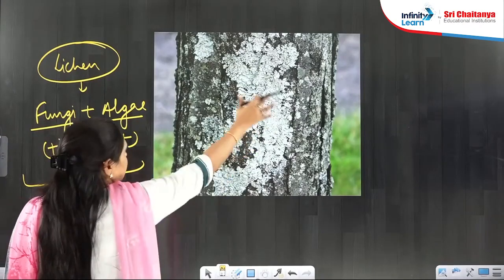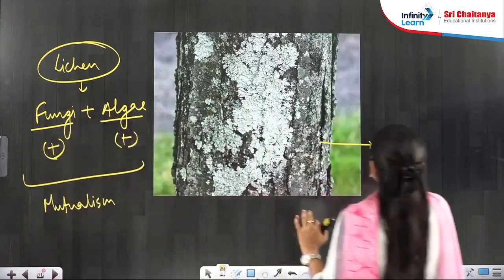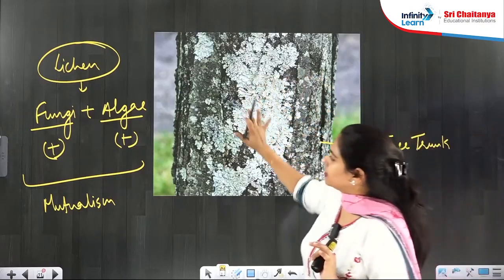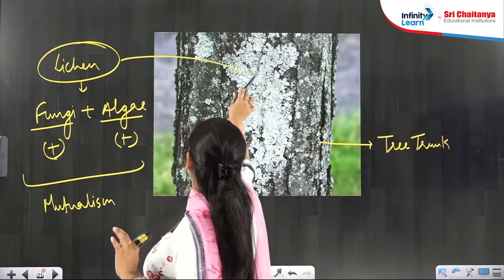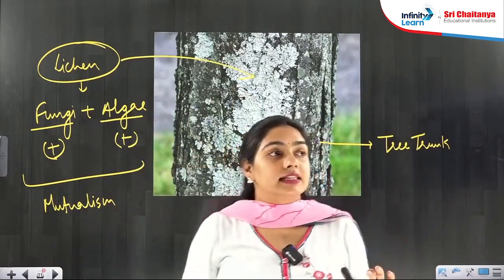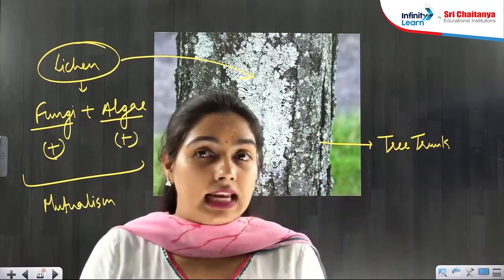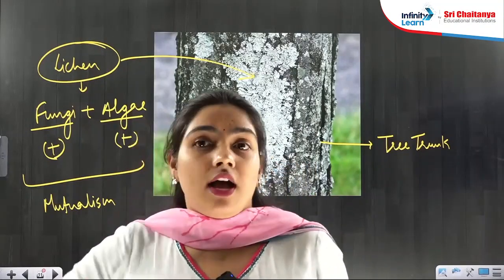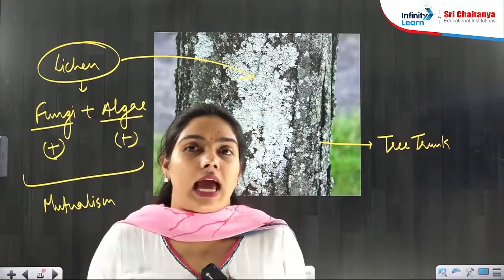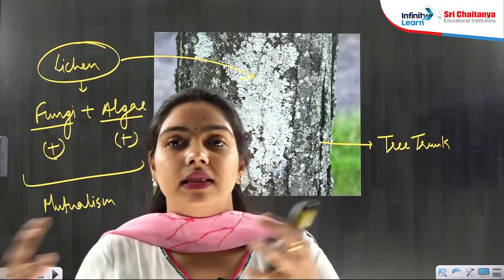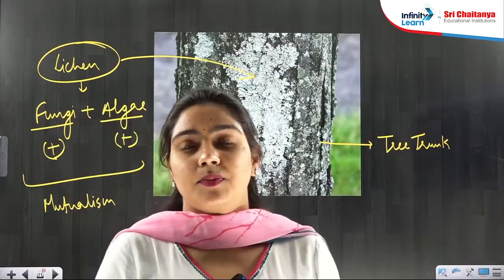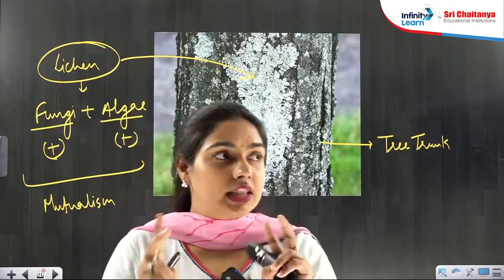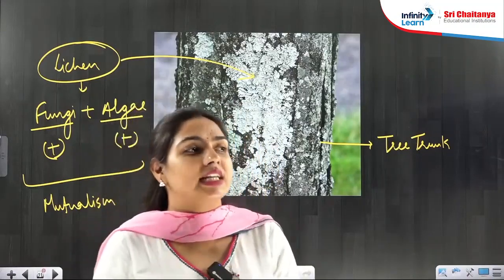You can see this is a tree trunk, beta. On this tree trunk, you can see this white colored thing is lichen. This is an association between fungi and algae. Algae can do photosynthesis and make the food. Fungi will get the food from the algae, and fungi will help in the absorption of nutrients. So this kind of relationship is mutualism.